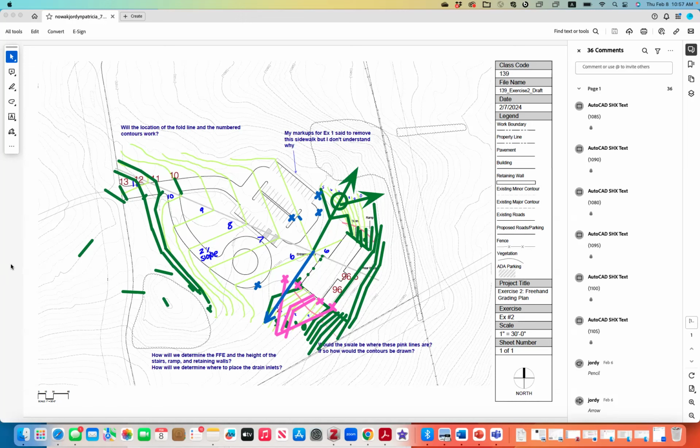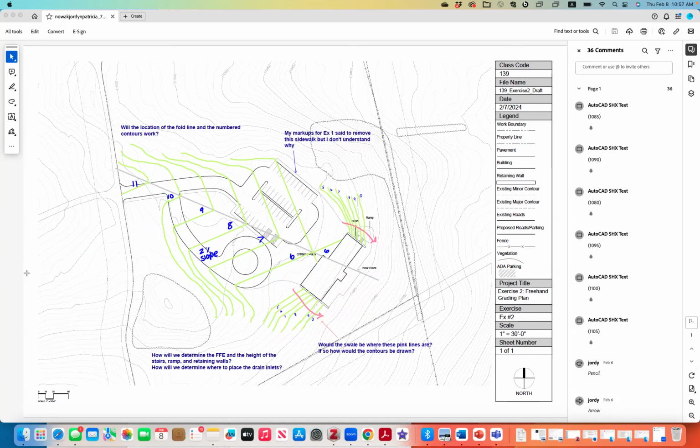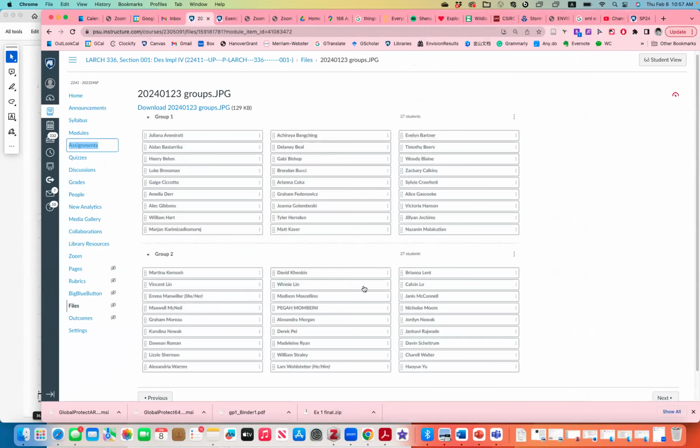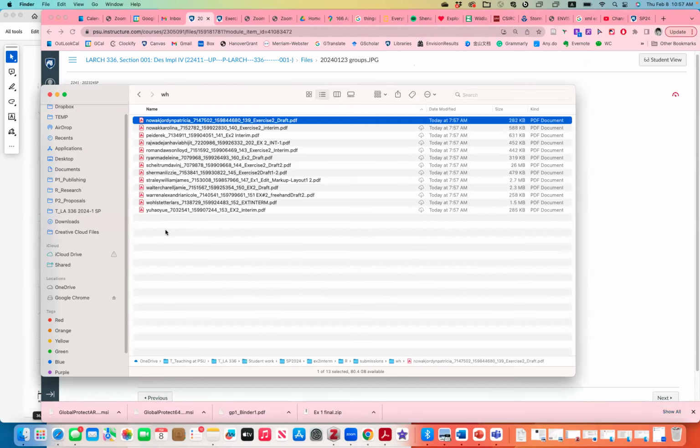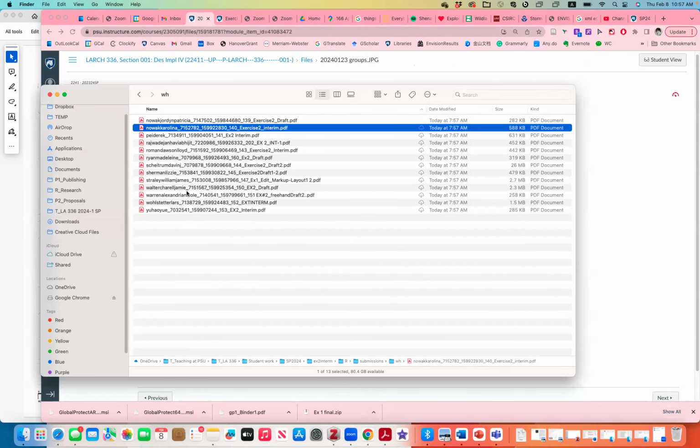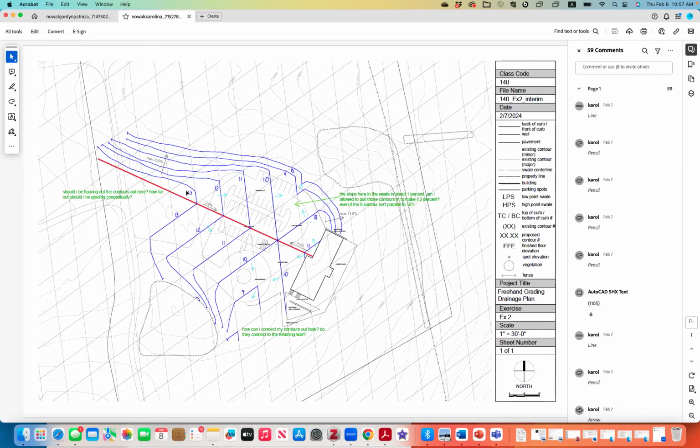Okay, so that's the first drawing. Good work. And let's move ahead. Next we should have, I think, Carolina. Okay. All right. Looking good, looking promising. We still need to finish some of the other contours.